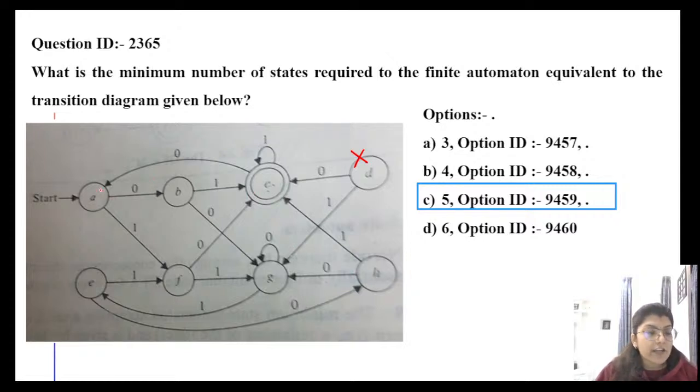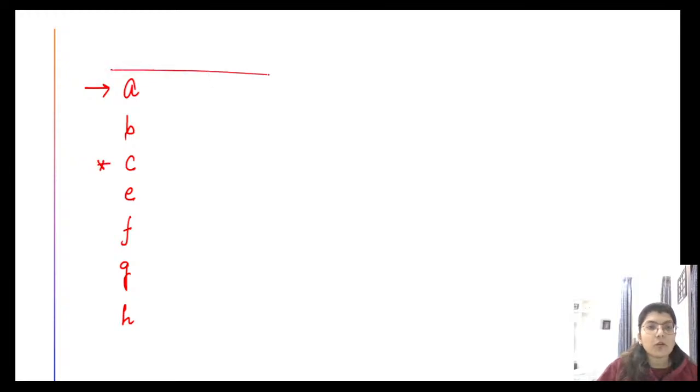So for now we have how many states? 1, 2, 3, 4, 5, 6, 7. So what are they? We have A, we have B, we have C. We have ruled out D. So we have E now. We have F, we have G, and we have H, where A is my initial state and C is my final state.